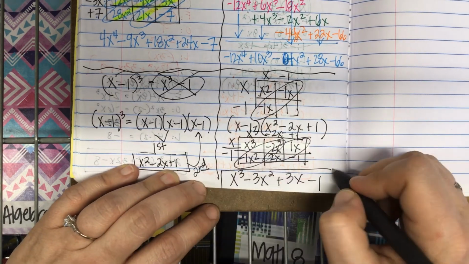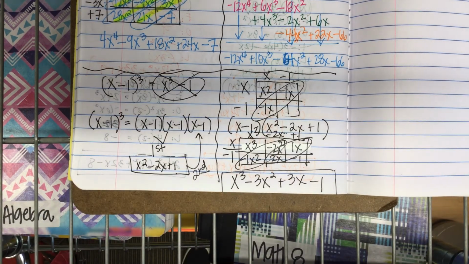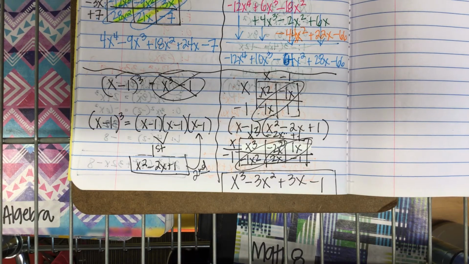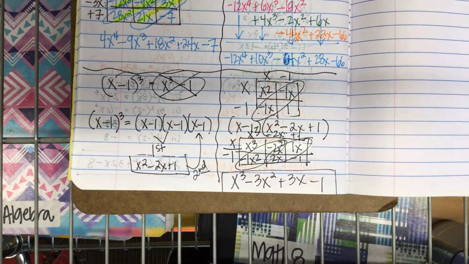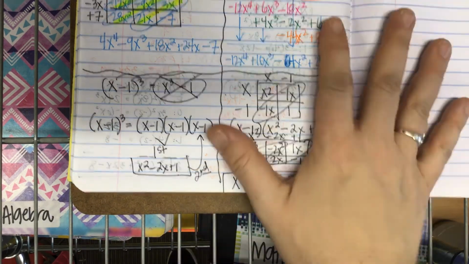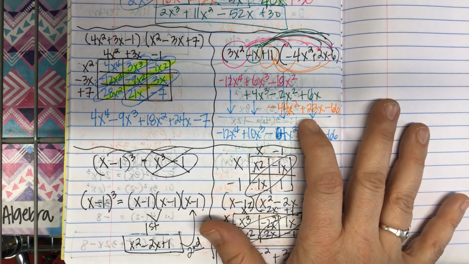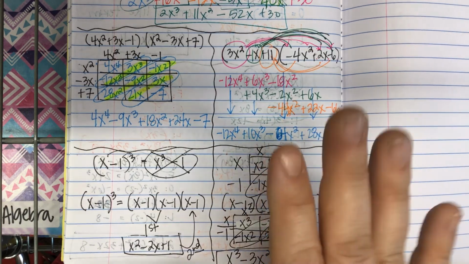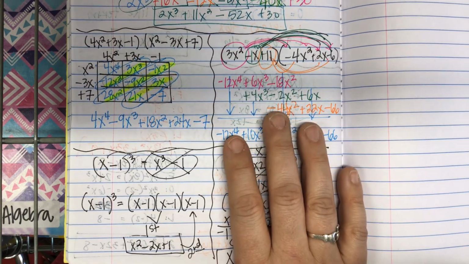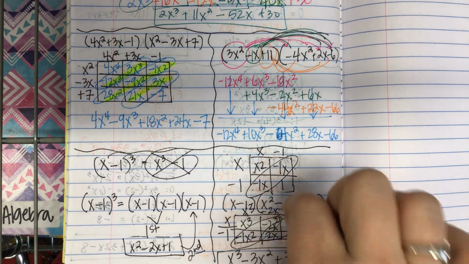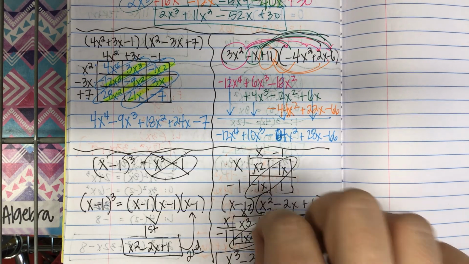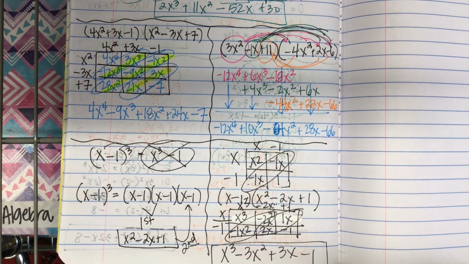It's your choice of which organizational method you prefer. It does not have to be a grid. You can write it all out. You can write it all in a horizontal line. You can stack it like this. The trick is going to be finding a way to make sure that you get all of the like terms combined.